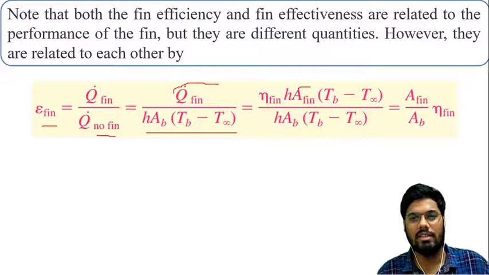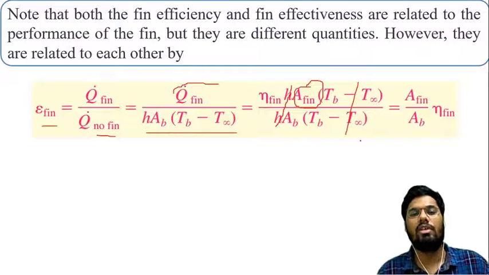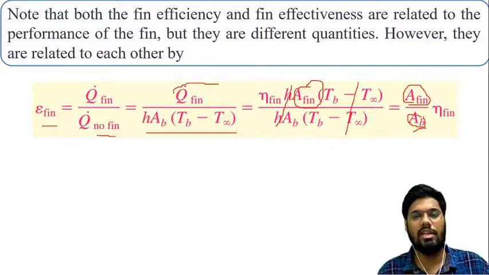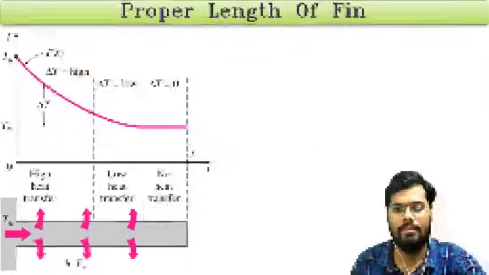Now we know that this A_fin is perimeter times length. In this equation, the temperature difference will cancel out, and h will cancel out, so the equation becomes the area of fin to the base area times the efficiency of fin. This is the perimeter times length, and this is the cross section area on which we attach the fin. So this is the relation between the efficiency of the fin and the effectiveness of the fin.